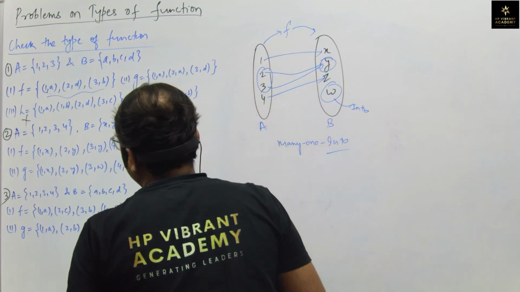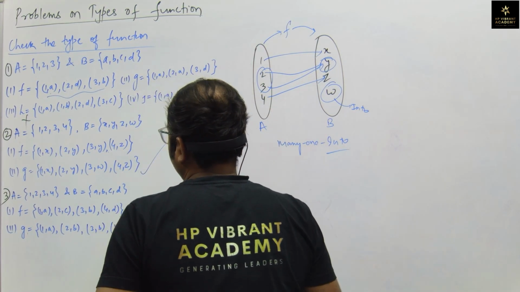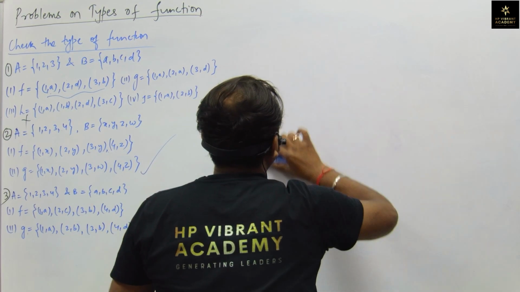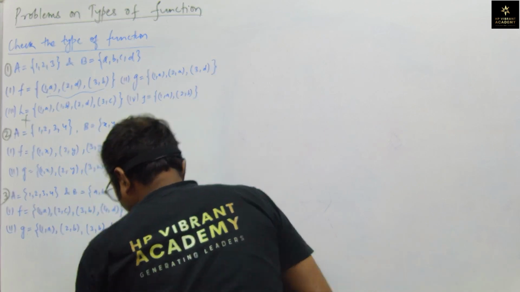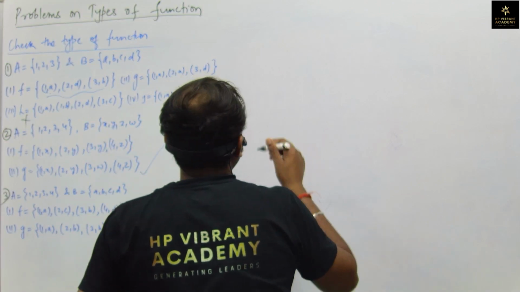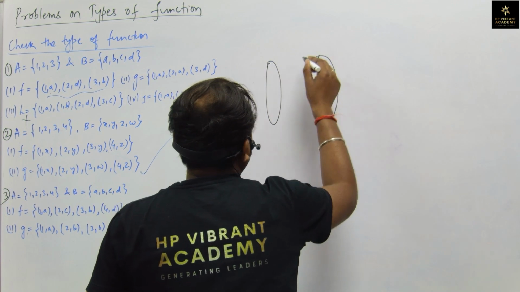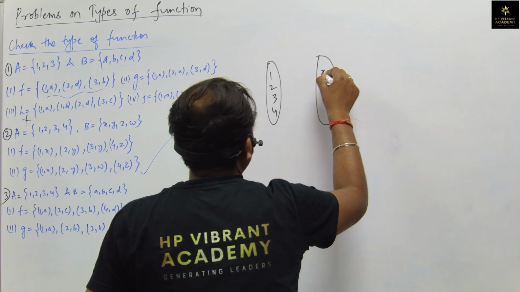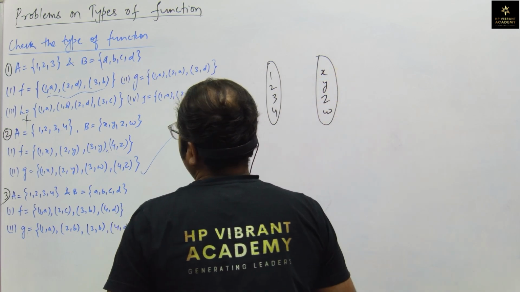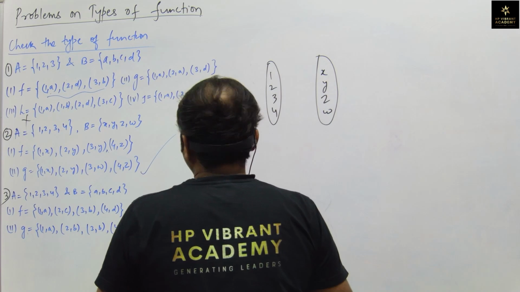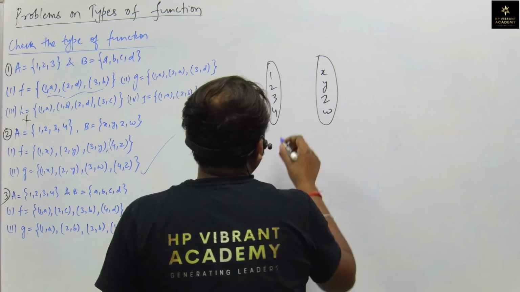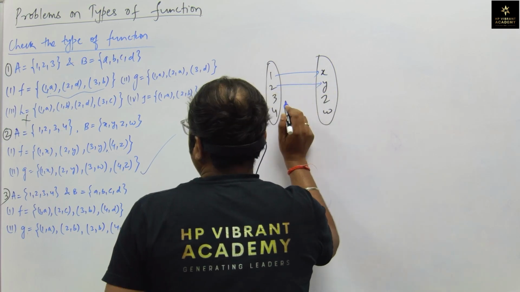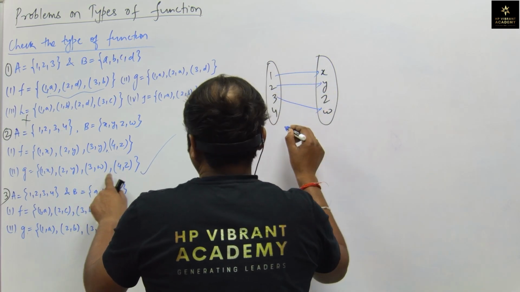Okay, now let us discuss this relation G. Let us draw set A and this is set B. So elements in set A are 1, 2, 3 and 4. Elements in B are X, Y, Z and W. So let us do the mapping. In relation G we have 1 goes to X, 2 goes to Y, 3 goes to W and 4 goes to Z.